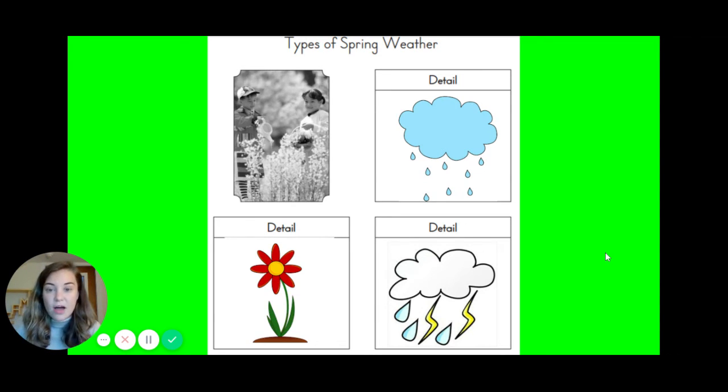The last one that I thought of was flowers, right? In the story, it said the flowers come, they're blooming. That's a sign that the spring weather is coming. So all of these are details of the story that help support our main idea. Those are the three that I came up with. What were your three types of spring weather that you remember from our story?